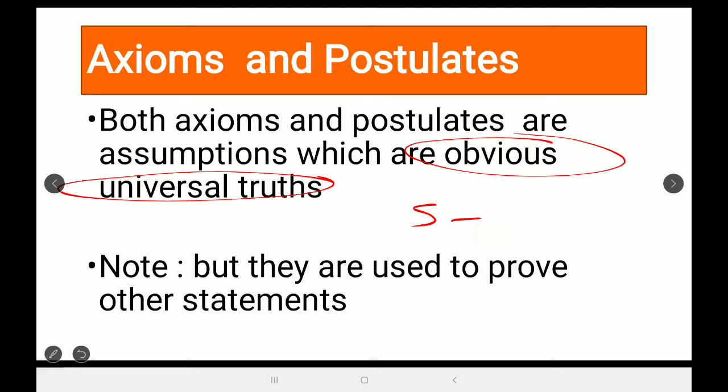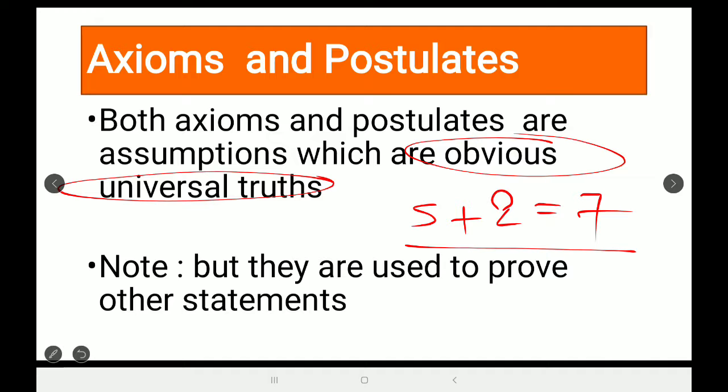If we add 5 plus 2, we will get 7. If we do this after 5 years, we will get the same answer, because this is an obvious universal truth. But they are used to prove other statements. Now axioms and postulates are used to prove other statements.